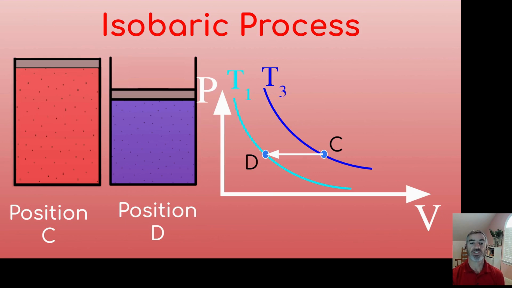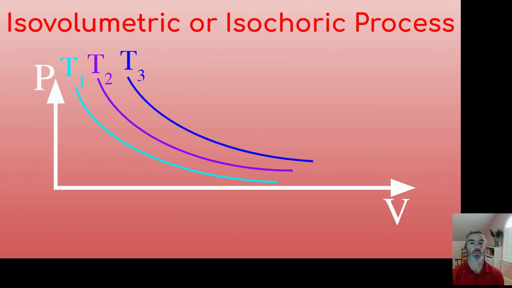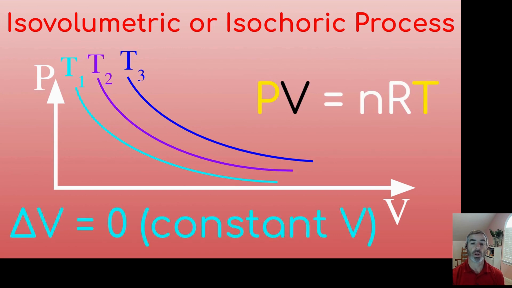Our third process is an isovolumetric or isochoric process. The first word obviously talks about volume, but you're most likely going to see isochoric as the description for the problem. So know that isochoric means that volume is constant. So pressure and temperature are what's changing. Pressure and temperature are a direct relationship, so as the pressure drops, the temperature is going to drop as well.